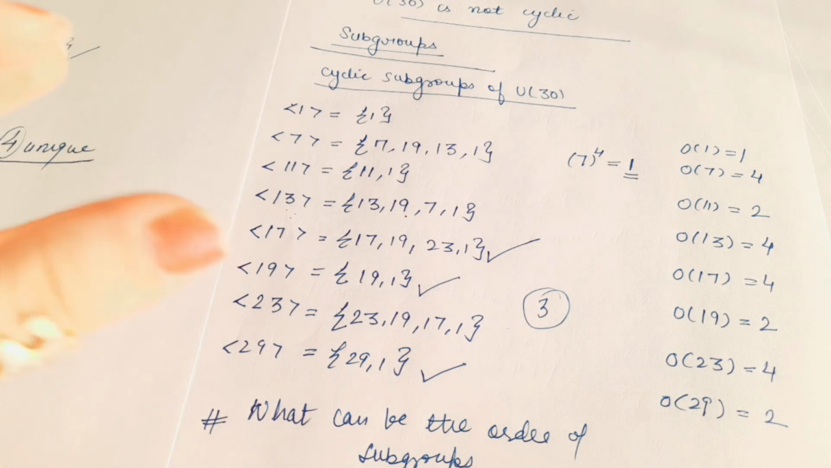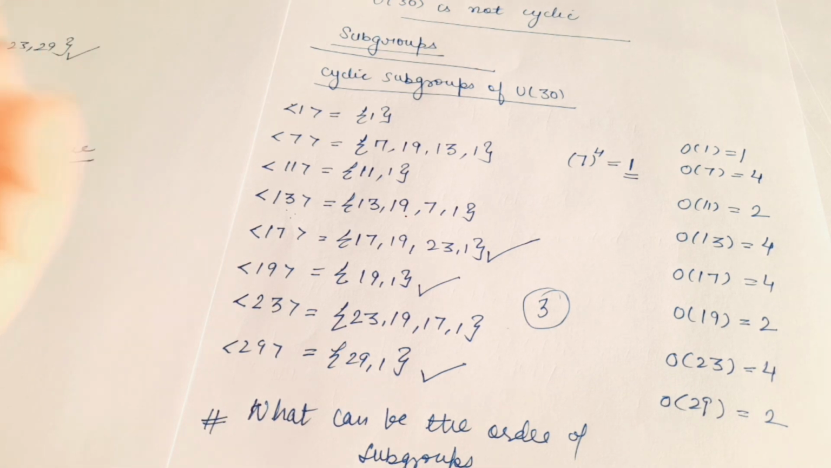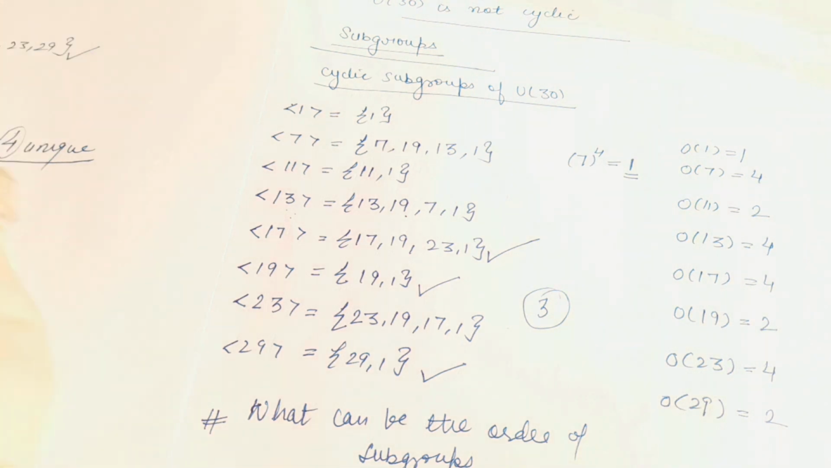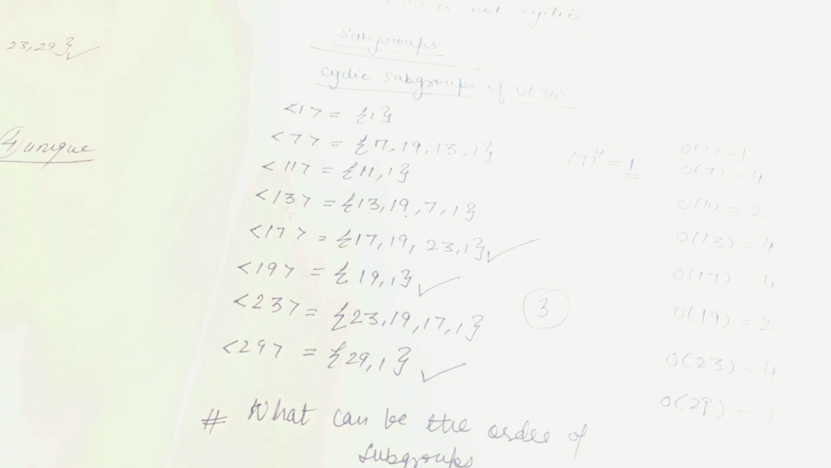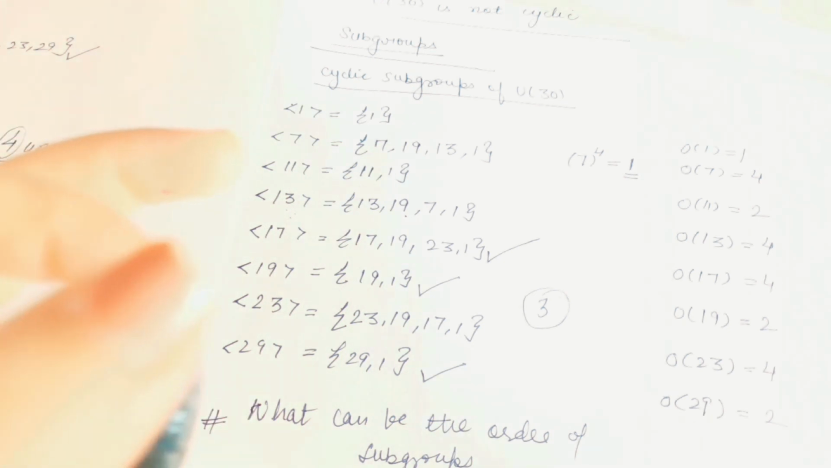If you have small groups like U8, U9, U10, you can easily make them. This will not be a lengthy process. But if you are doing such big groups like U30, U20, U25, then you need to do a little bit of work. But with practice you can do everything.